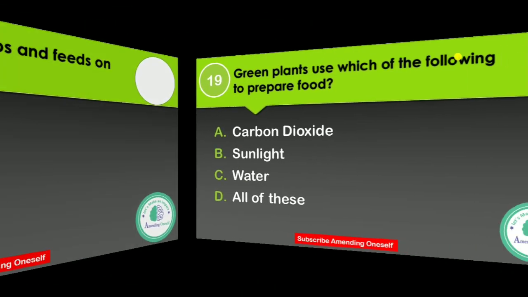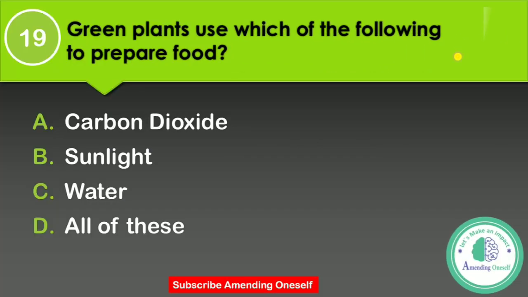Time's up. Question number 19. Green plants use which of the following to prepare food? Options are option A, carbon dioxide; option B, sunlight; option C, water; or option D, all of these. I repeat the options first. Option A, carbon dioxide; option B, sunlight; option C, water; or option D, all of these. The question is, green plants use which of the following to prepare food?